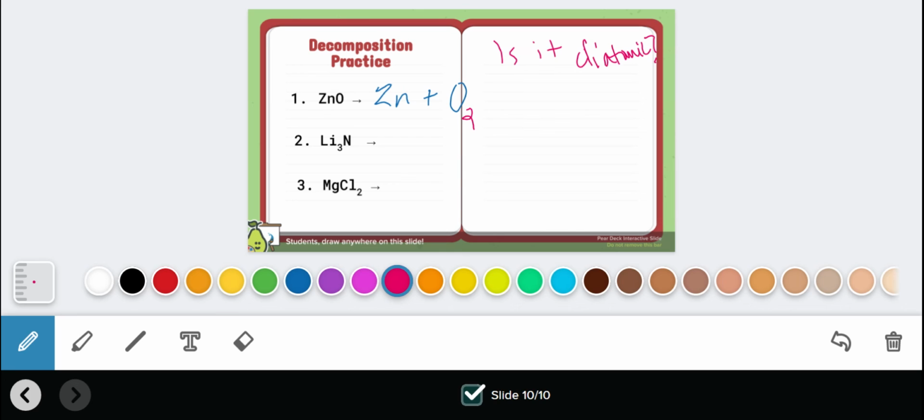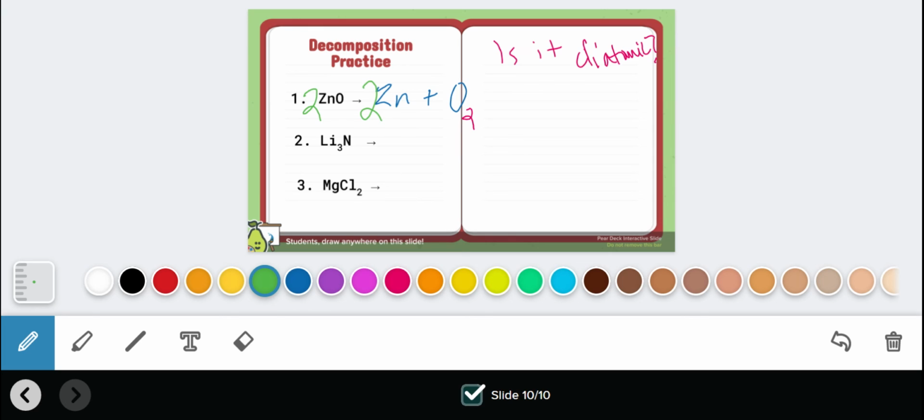Then, of course, we must balance our reaction. Our zinc, we have 1 on the left, 1 on the right, so it's balanced. However, our oxygen, we have 1 on the left and 2 on the right, so we must multiply our zinc oxide by 2. Now that unbalances our zinc, so here in front of zinc, we must multiply by 2. Now our reaction is balanced.